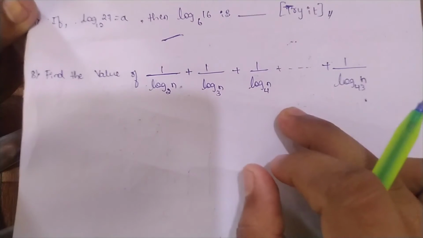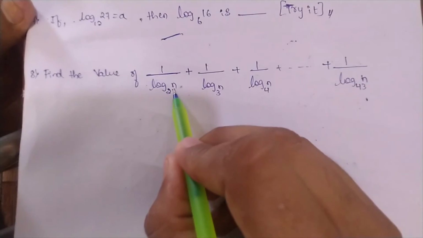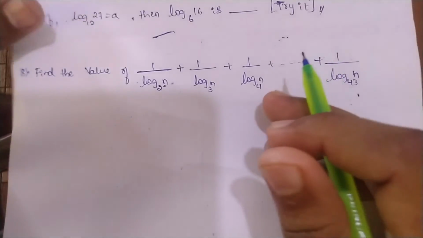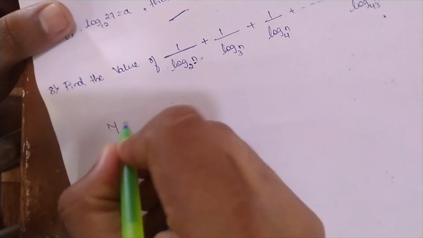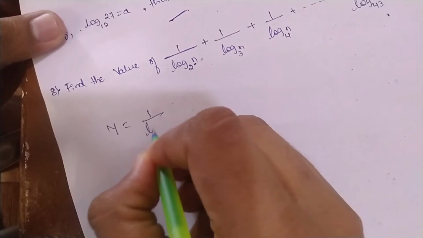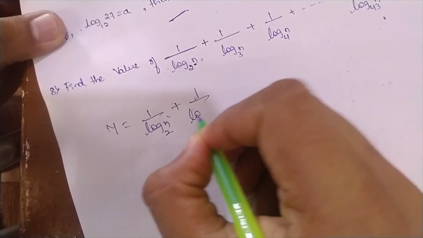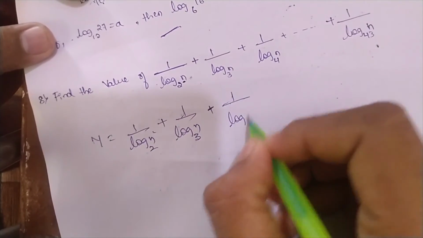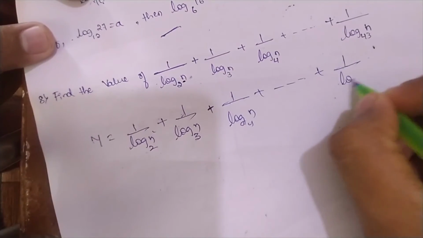So this is a JEE question, a standard question, they can ask anything about this. For example, they can give the n value as 2002 or anything. This is a very easy question, so let's solve it. Consider the given expression as y, so y equals 1 by log n base 2 plus 1 by log n base 3 plus 1 by log n base 4 and so on, plus 1 by log n base 43.